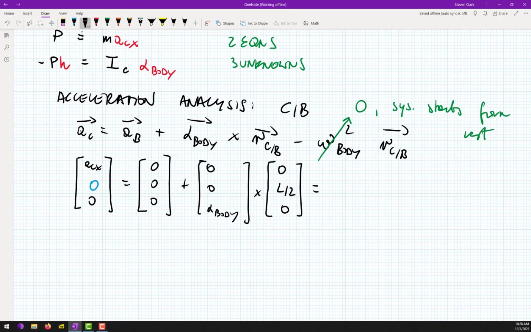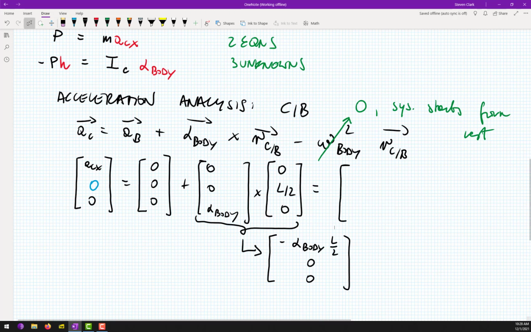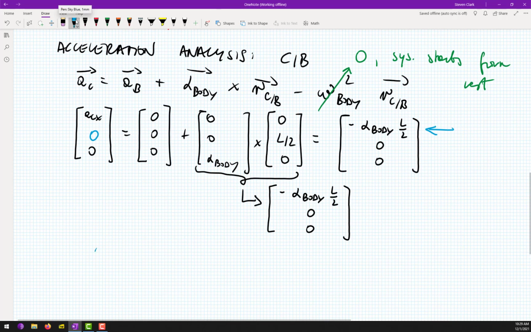Okay, if you do that determinant, you will end up with the following expression. It will be minus alpha body L half, 0, 0. So I can just copy this one here, yes? Great, and from the X component, we have that ACX is equal to minus alpha body L half. Okay, so thanks to Anna, we have our third equation, yes?